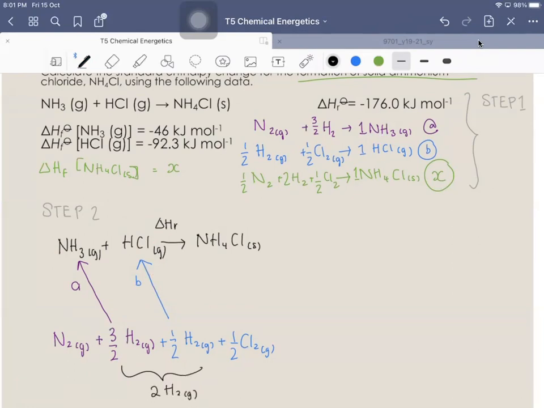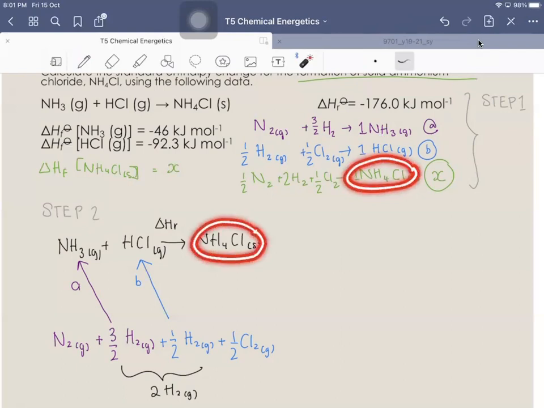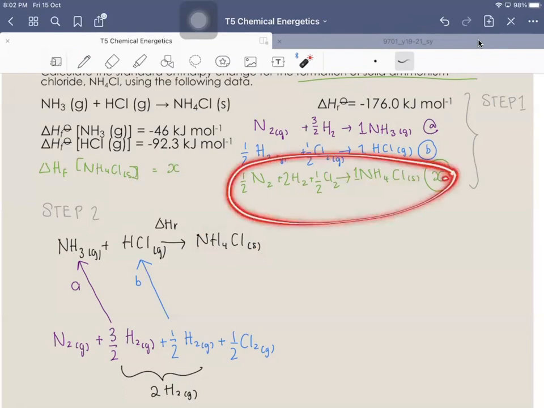Next is our X. Can you see that NH4Cl, ammonium chloride, is the same term as the ammonium chloride on the enthalpy change of reaction, which is in the black colored equation, the black writing. So if you look on the Hess cycle and you compare it to the equation of X, okay?